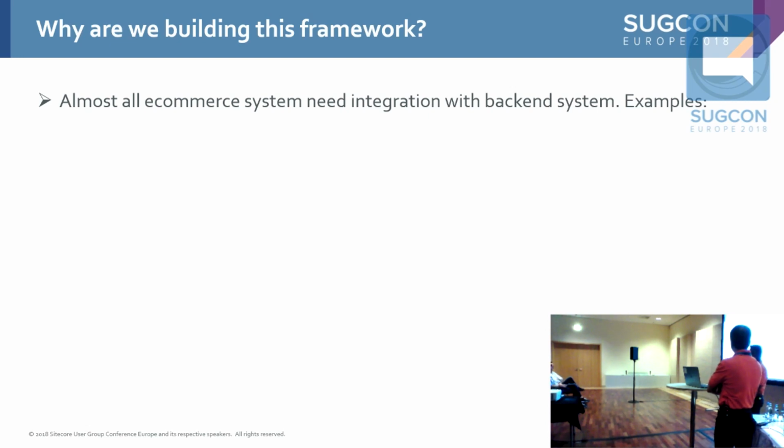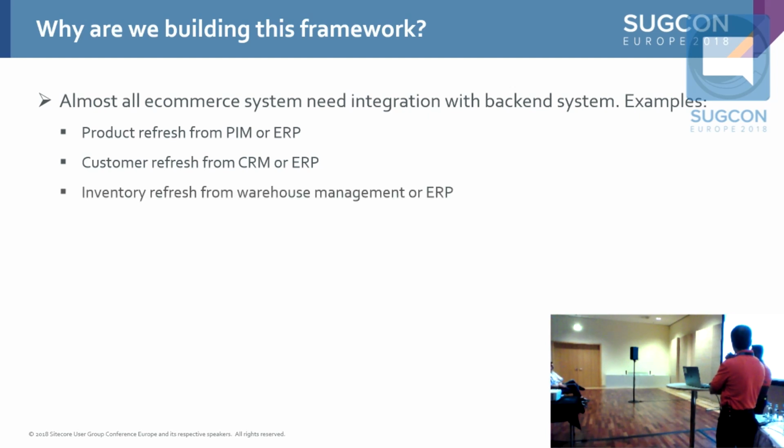Why are we building this framework? Almost all e-commerce systems need integration with the back-end system. Having scheduled refresh jobs like product refresh, customer refresh, inventory refresh, etc., will reduce manual entry, save time, and increase throughput while reducing human errors. Streamlined inventory synchronization tracks updates and provides accurate inventory data to the customers without hiring staff to manage these complex tasks.